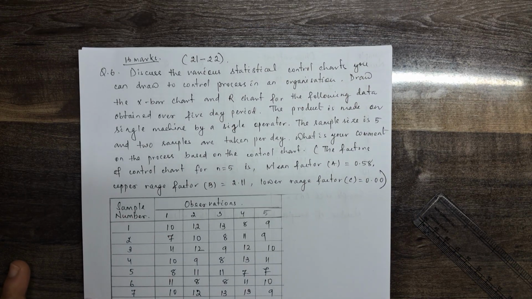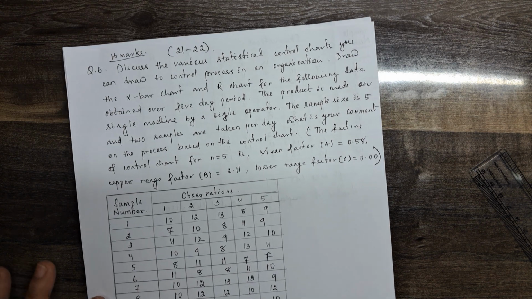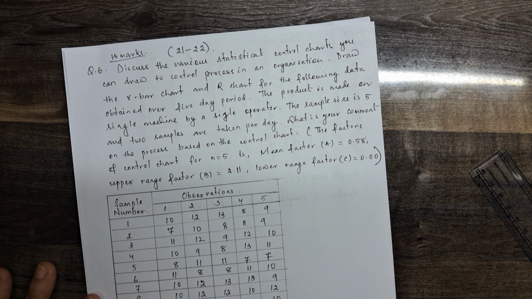Hello everyone. Today we will discuss the mean chart and range chart. This is a university question of MBA, 21-22 year. This is a 16 marks question. So the question I have written: Discuss the various statistical control charts you can draw to control process in an organization.